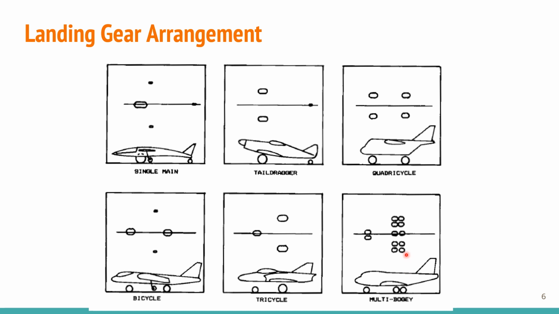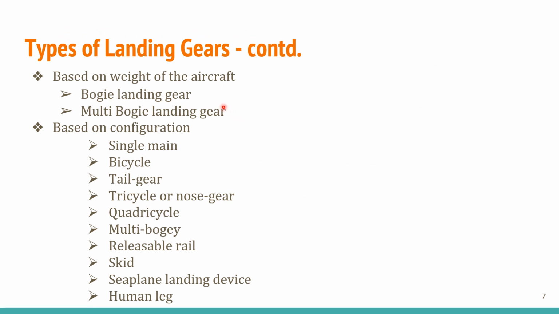The landing gear which are connected to the fuselage will have a maximum of 8 to 16 wheels, based on the weight of the aircraft. Next, types of landing gear based on weight of the aircraft. As I already mentioned, bogie type of landing gear and multi-bogie type of landing gear. Based on the configuration: single main, bicycle, tail gear, tricycle, multi-bogie, retractable rail, skid, seaplane landing, and the final one is the human leg type landing gear system.